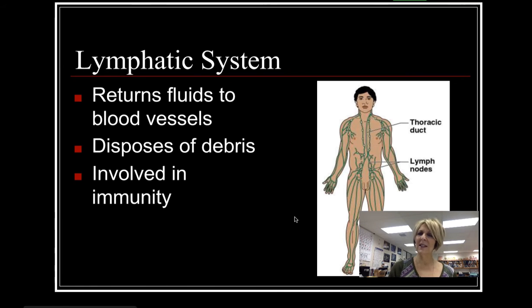The lymphatic system is kind of like a sewer system. It's like those big sewer drainage tubes underneath the cities that drain runoff and then return it to a sewage system that cleans the water. And that's basically what our lymphatic system does. We have lymphatic vessels that parallel our blood vessels.